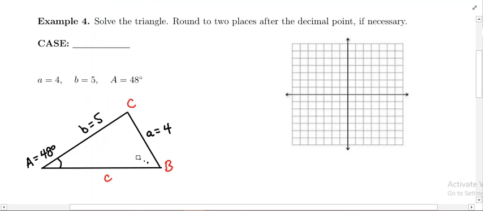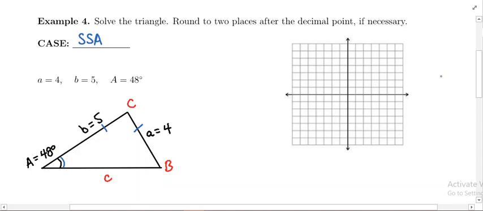Let's first identify the case that we have been given here. If you look at this again, I've got side, and then side, and then angle. So this is a side-side-angle case. This is the ambiguous case. Remember, in the ambiguous case, you either have no triangle, exactly 1 triangle, or 2 triangles.